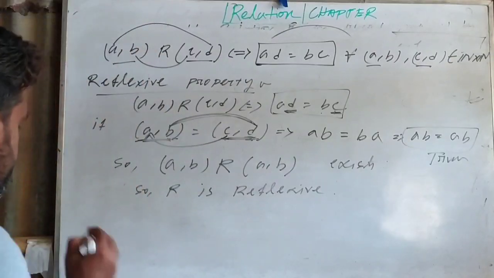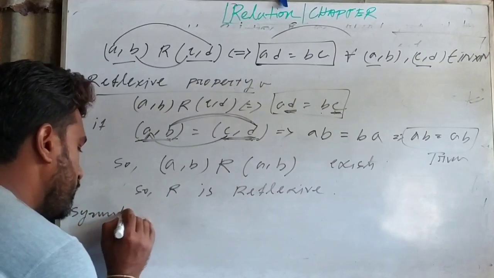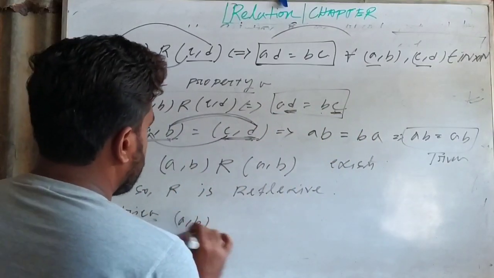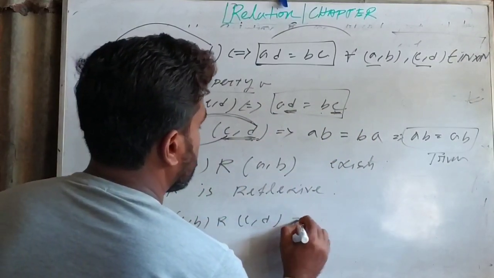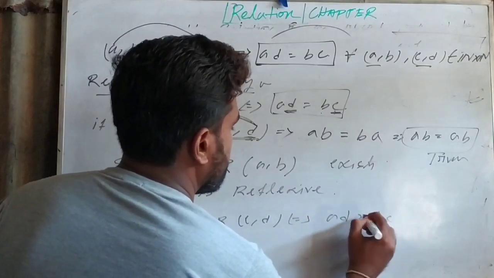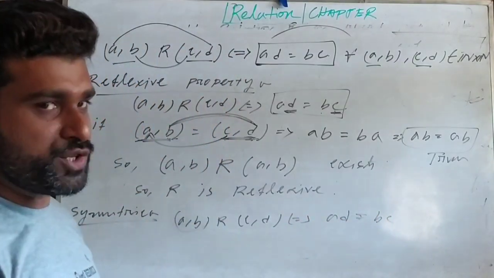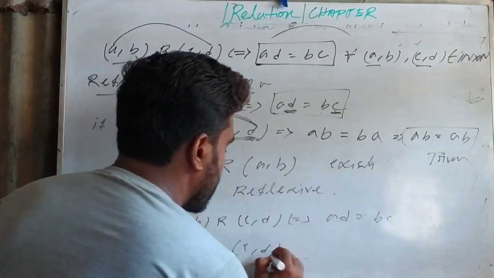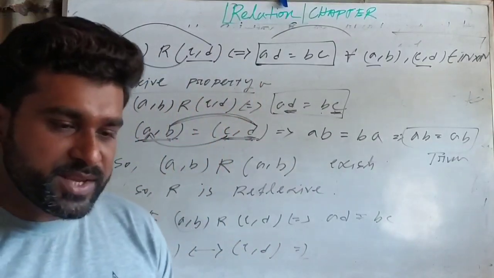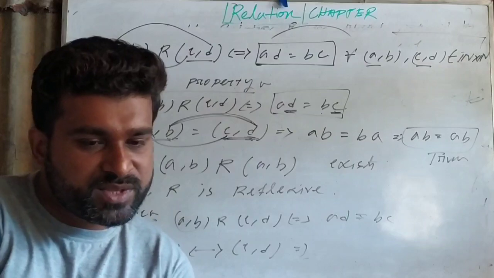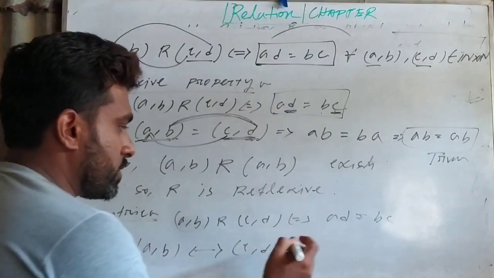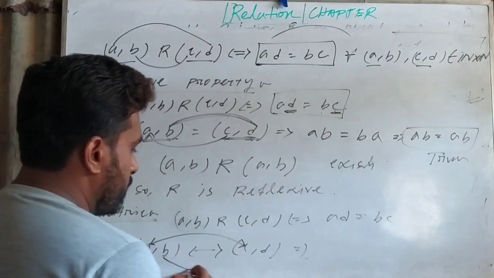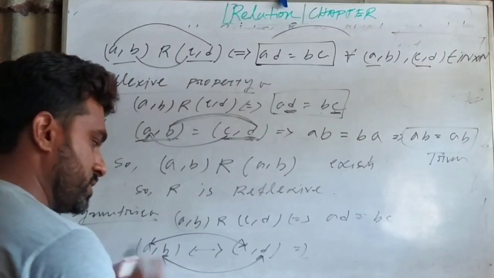Symmetric. Okay? Symmetric property. For this symmetric property, the same line has to be written here. Here, C comma D, AD equals to BC. Now we are going to interchange their positions. Here A comma B order pair implies C comma D. That means we are interchanging their positions. That means in place of AB, CD will come, and in place of CD, AB will come. Okay, so just you can see this A and C will be interchanged, and B and D will be interchanged.